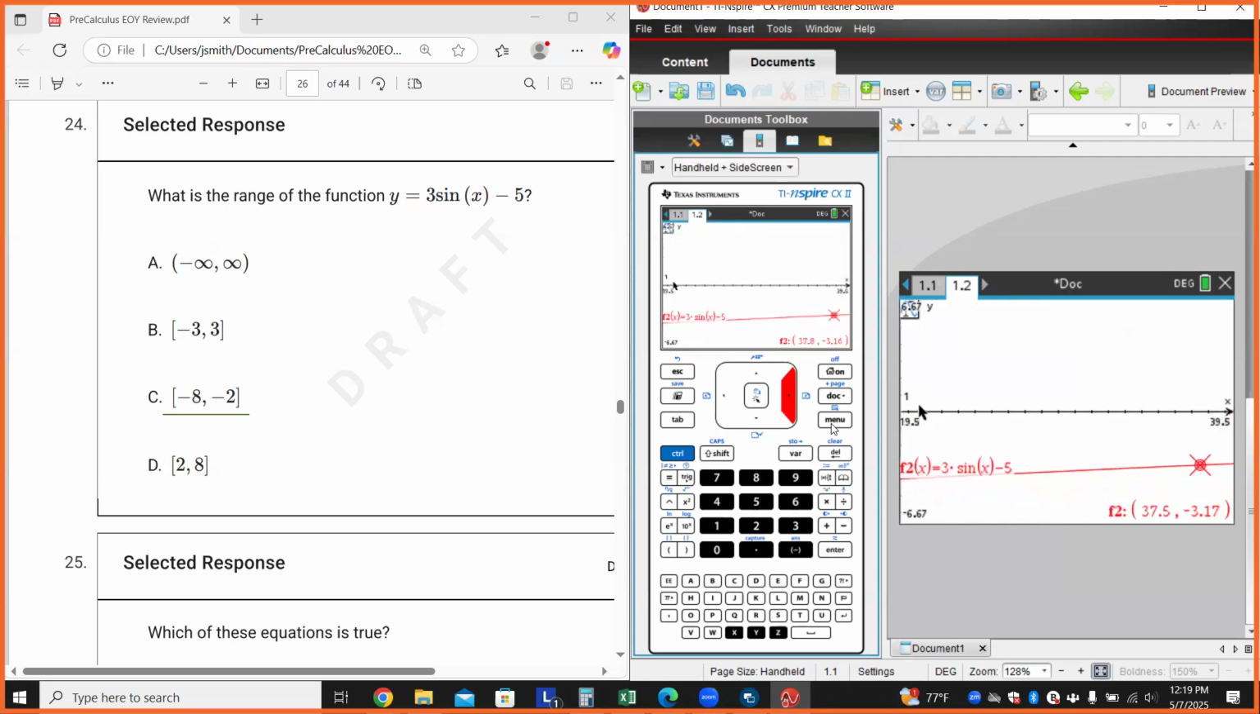I see that it's going up. There's -2 right there, but then I see it's going back down. So that right there alone would have told me that -2 is the highest value.